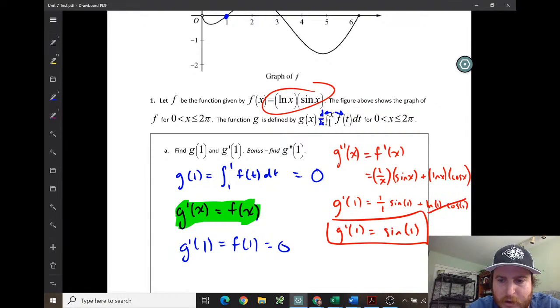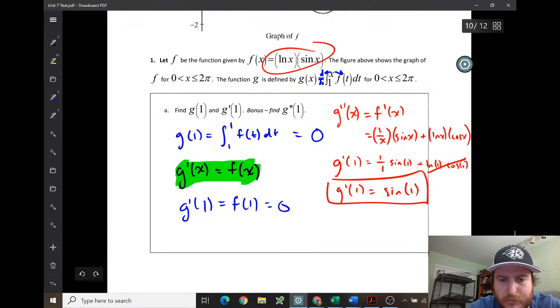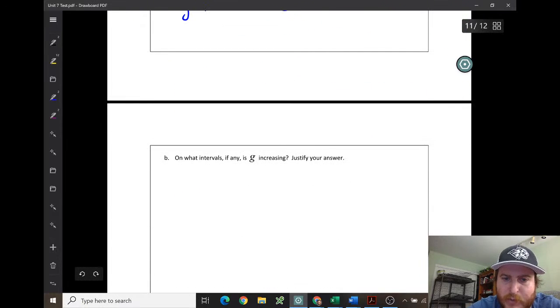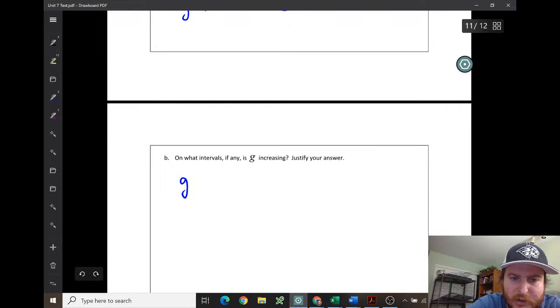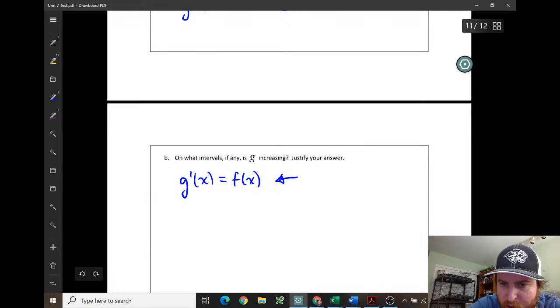Since it's non-calculator, that's as far as I can go. All right, next, on B, on what intervals, if any, is g increasing? So we need to make sure that we write g prime of x equals f of x. Again, if we don't write that, we're losing a point. That would be worth 1 point.